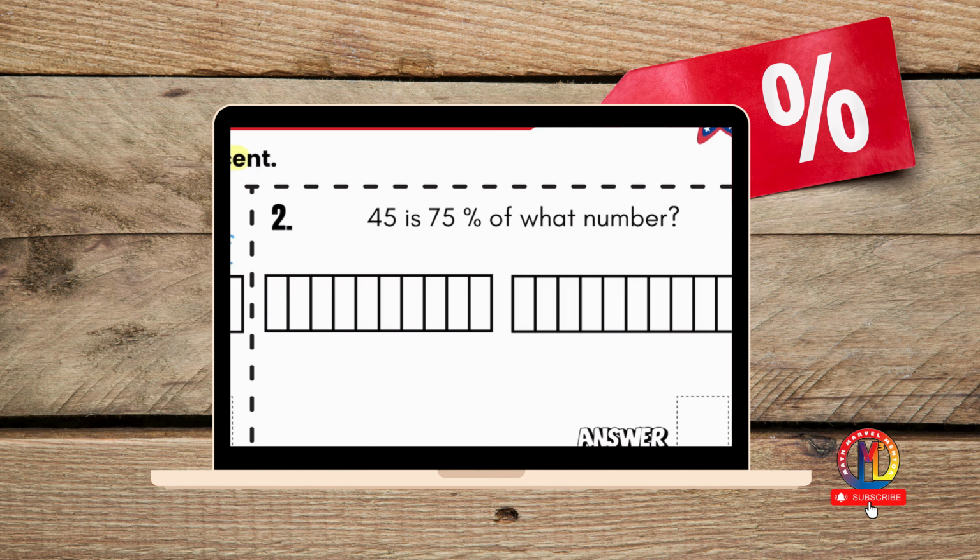So we want to remember that all percentages are fractions. It's the percent over 100, and we're using a bar model. This one single bar with 10 groups is showing us 100. Okay, so the whole amount, this value is 100. And so we're going to say that we know 45 is 75% of what number. So let's show what that is visually.